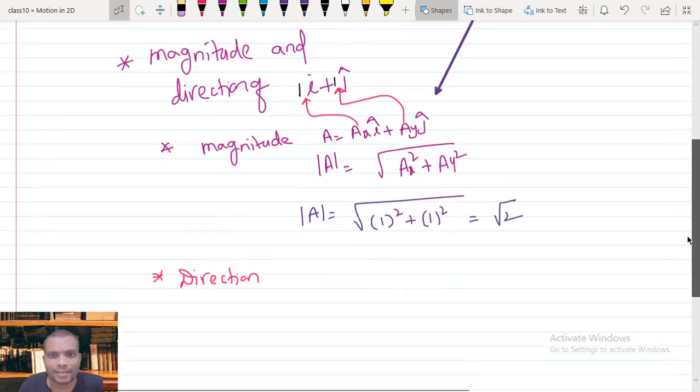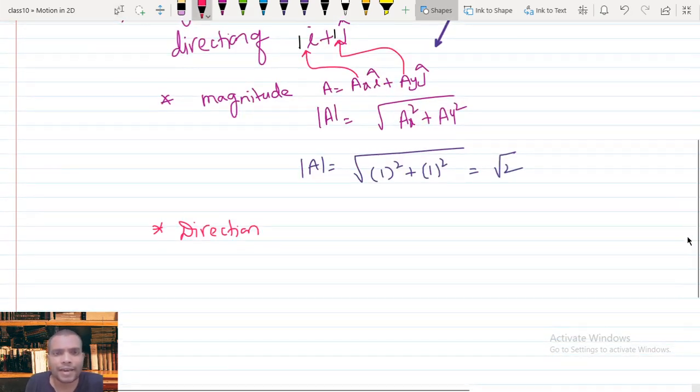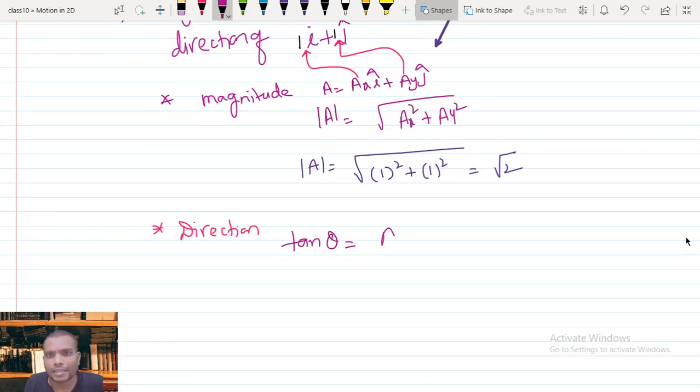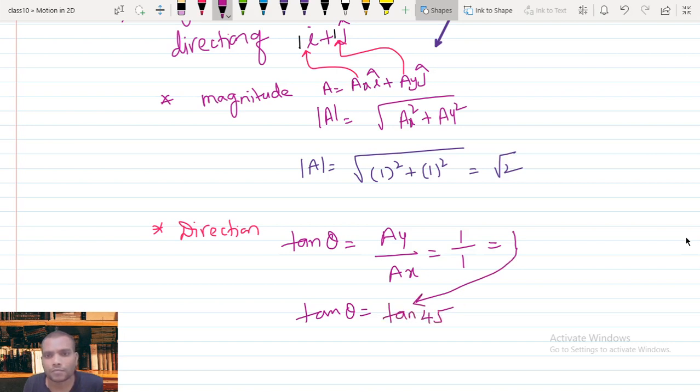So how can I write the tan theta here? From the given formula, direction tan theta equal to the magnitude of the y component upon the magnitude of the x component, ay upon ax. Here only the magnitude. So I get 1 upon 1 which equals 1. So if tan theta equals 1, I can rewrite this as tan 45 degree. So you can remove tan on both sides. So what we get, theta equal to 45 degree.